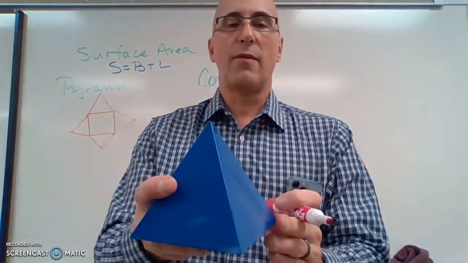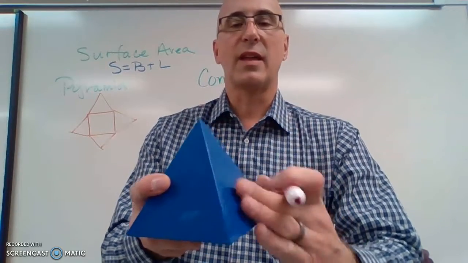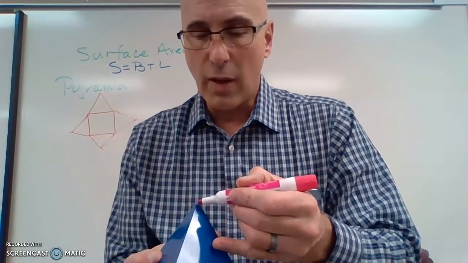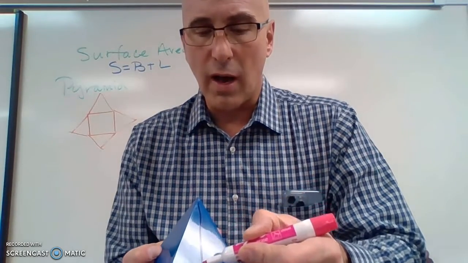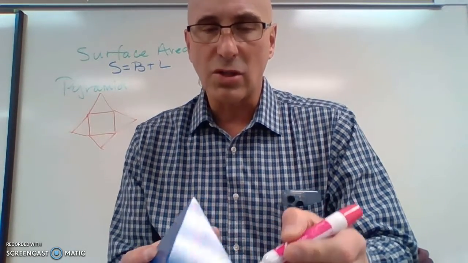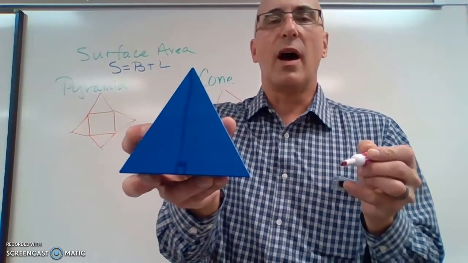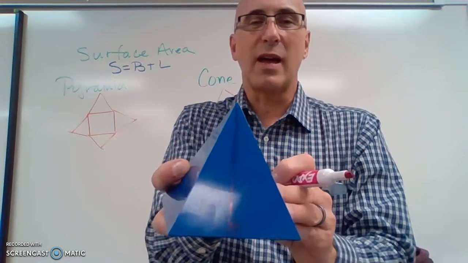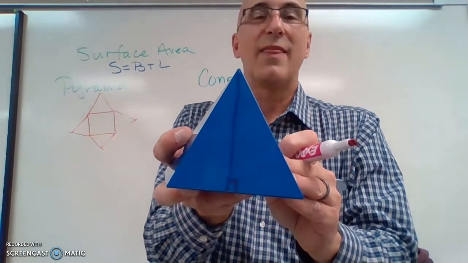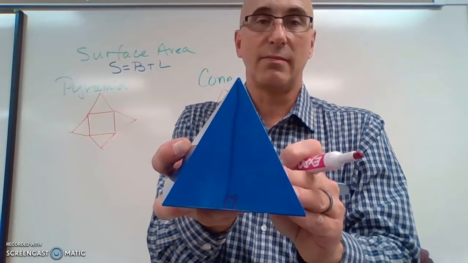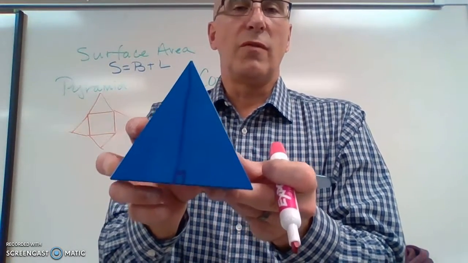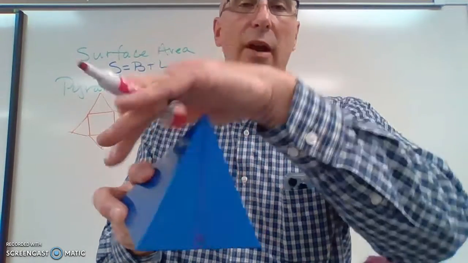So obviously when we have a pyramid, we have a slanted area that goes up to this vertex. If we drew a line, a perpendicular line to the base, up to the vertex. Mine doesn't look exactly right, but it looks pretty close. That is called the slant height. And that is what we need to find our lateral areas.